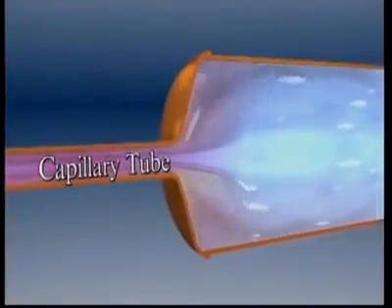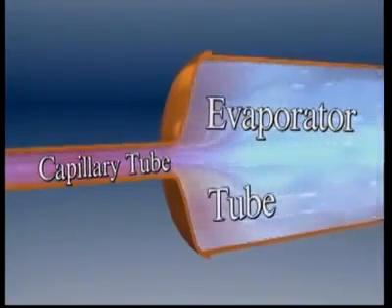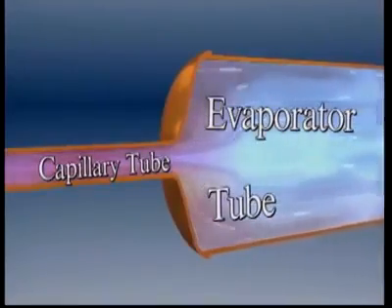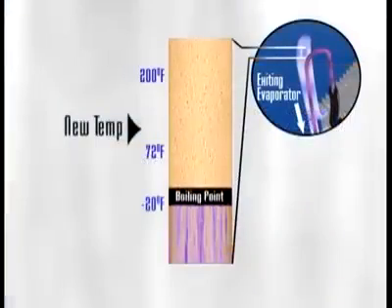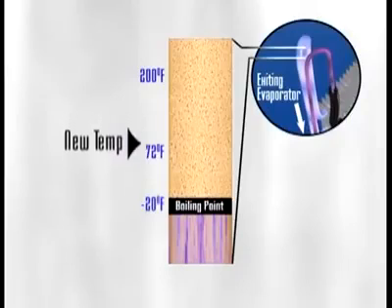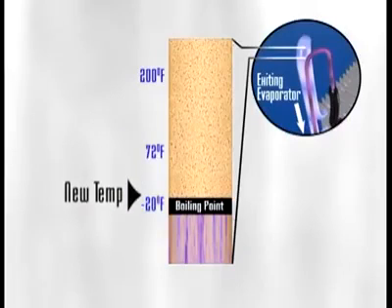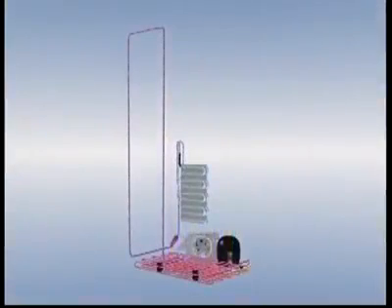When refrigerant leaves the capillary tube and enters the much larger evaporator tube, the drop in pressure instantly lowers the boiling point and the temperature back to its original point. The refrigerant immediately begins changing phase from liquid to gas, absorbing heat from its environment. It's now back to the beginning of the cycle. This cycle continues indefinitely.